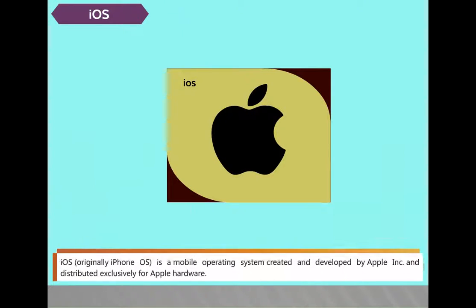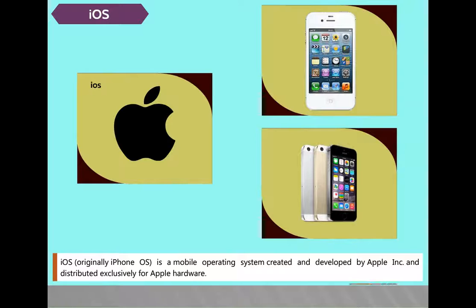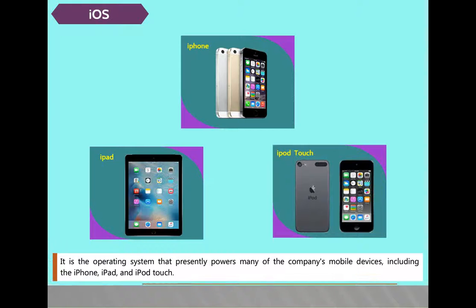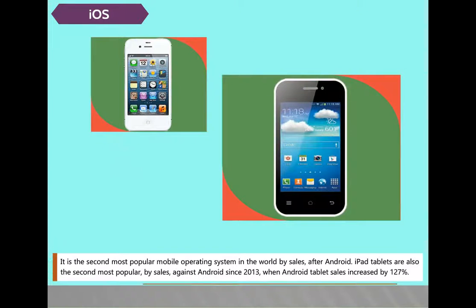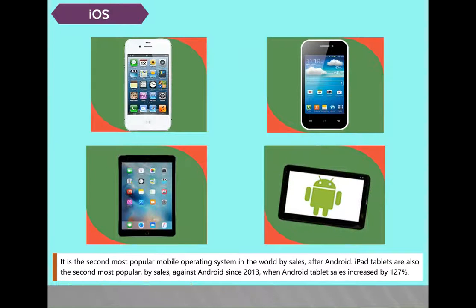iOS. iOS, that is originally iPhone OS, is a mobile operating system created and developed by Apple Inc. and distributed exclusively for Apple hardware. It is the operating system that presently powers many of the company's mobile devices, including the iPhone, iPad, and iPod Touch. It is the second most popular mobile operating system in the world by sales, after Android. iPad tablets are also the second most popular by sales, against Android since 2013, when Android tablet sales increased by 127%.